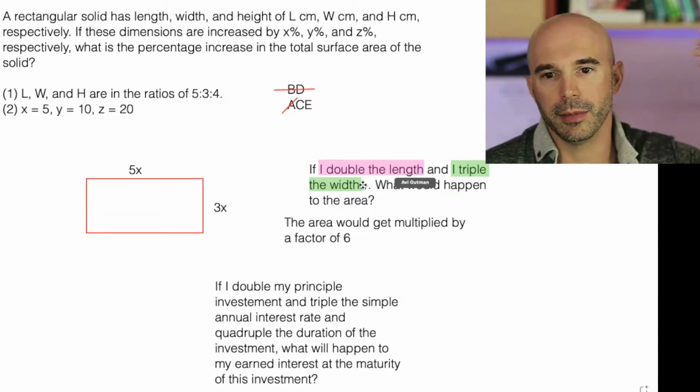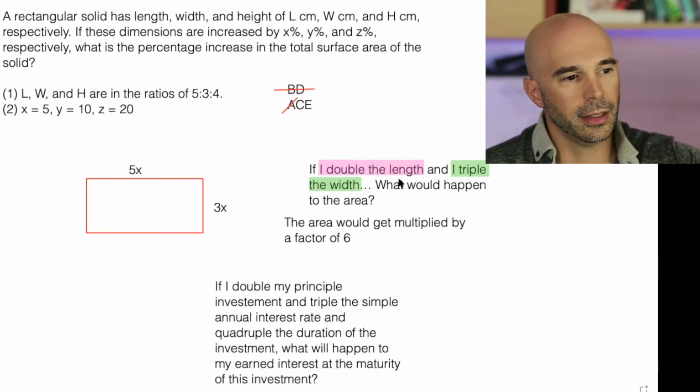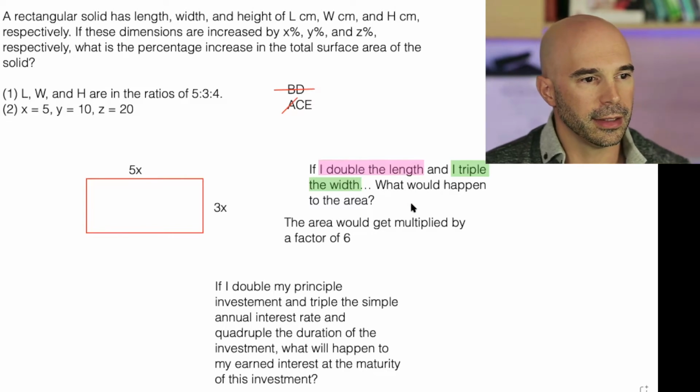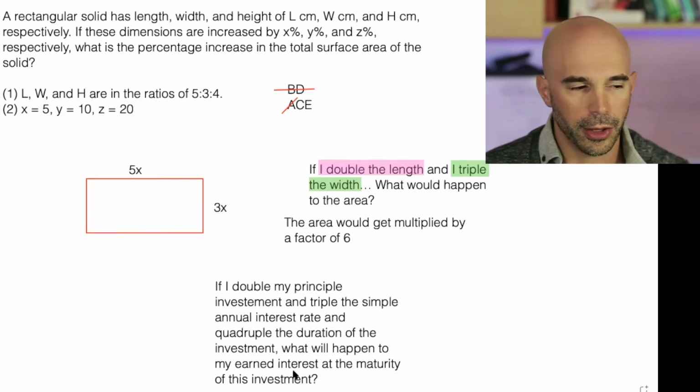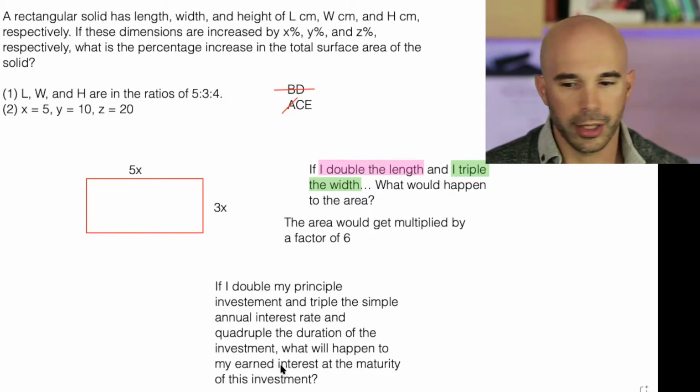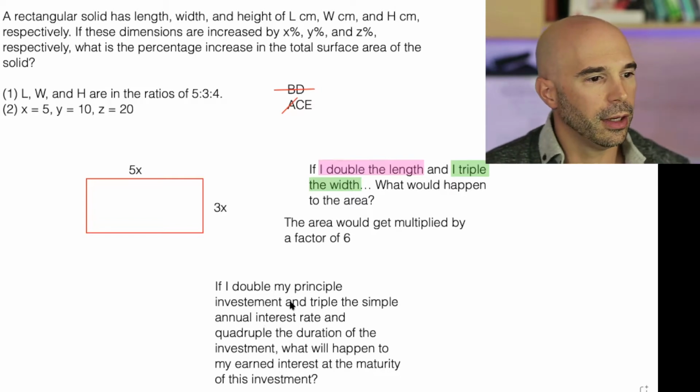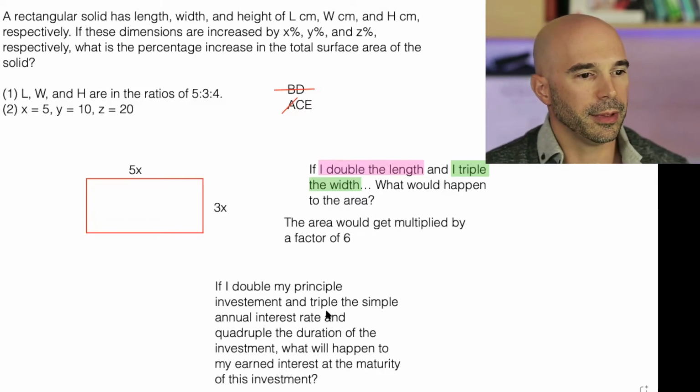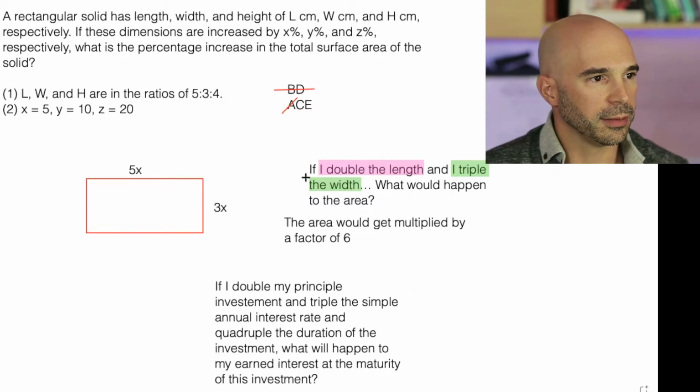In both cases, we're talking about a multiplicative story. In the first case, area of a rectangle is the product of length and width. In the second case, the interest that you earn from an investment is the product of the principal investment multiplied by the number of years that you're investing it in, multiplied by the simple annual interest rate. It's a multiplicative story. What would happen to your interest? Well, again, I can do some color coding here.